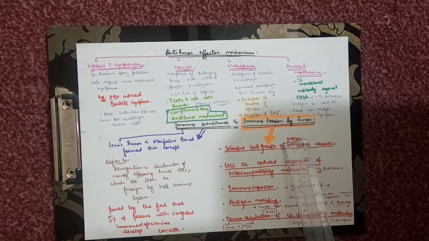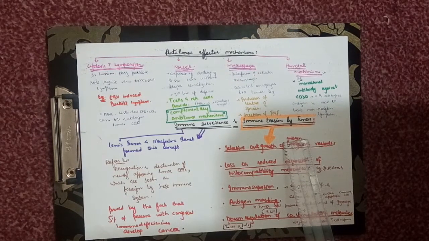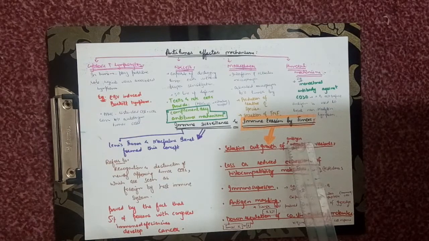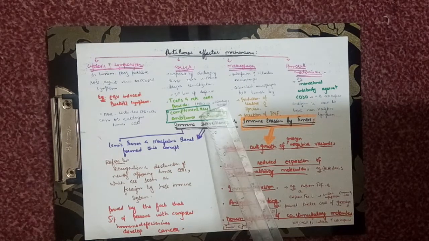Immune evasion by tumor means how tumors escape such mechanisms. When cytotoxic T lymphocytes, natural killer cells, macrophages and humoral mechanisms are there, how does the tumor escape all these things and develop the neoplasm? The fact is that selective outgrowth of antigen negative variants occurs, with loss or reduced expression of histocompatibility complex. For example, cells fail to express normal levels of human leukocyte antigen and they escape the attack by cytotoxic T lymphocytes. Such cells, however, may still be triggered by natural killer cells.